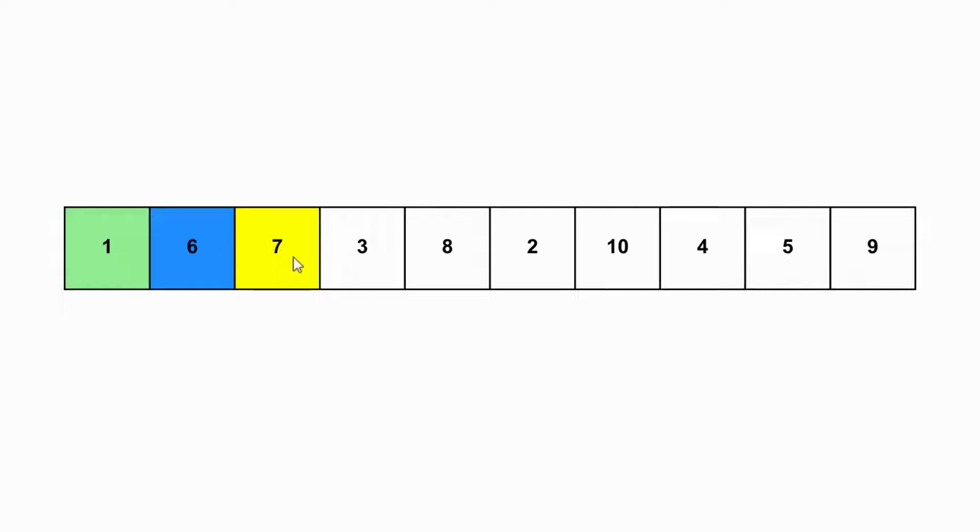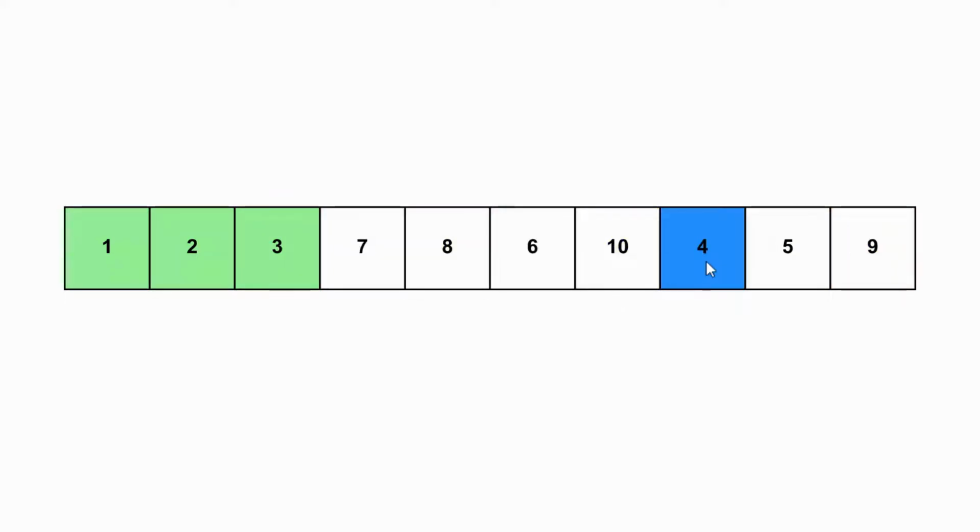So we're going to continue. 6 is our currently smallest known value. And now it's 3. And now it's 2. And then we put it in the sorted array. 3 is the smallest one. None of these are smaller.